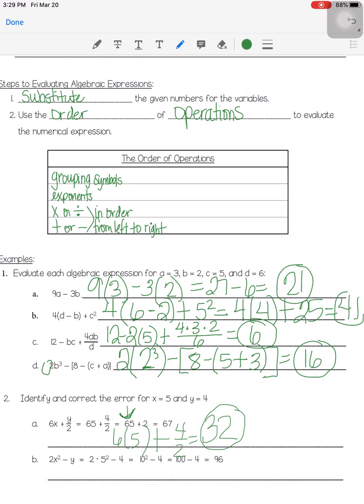All right, let's look at the next one. Here's the problem that we started with: 2 times x to the second power minus y. x is 5, y is 4. But look right here. We have 10 to the second power. How do we get 10 to the second power? Well, their mistake was right here. They multiplied 2 times 5 before they did the exponents. So it really should look like 2 times 25 minus 4, which gives us an answer of 46.